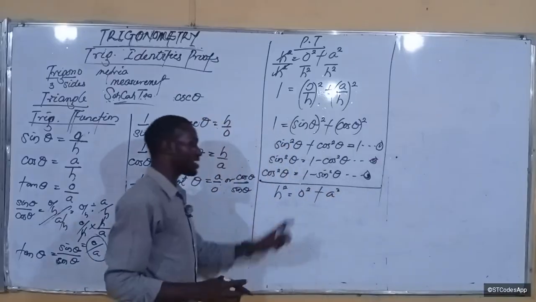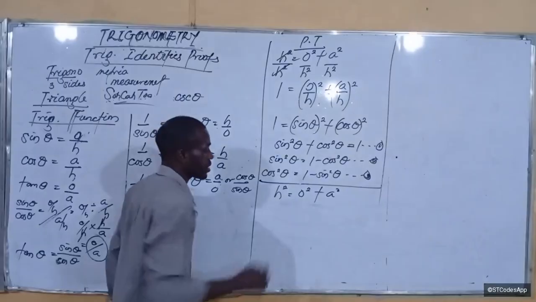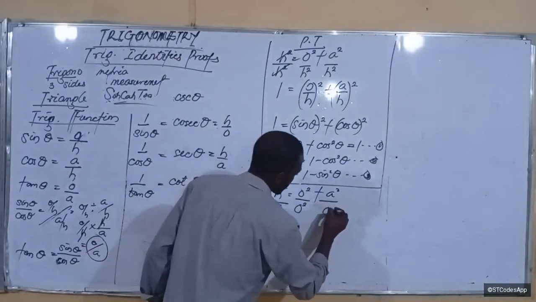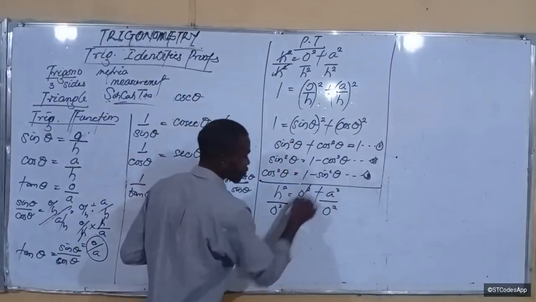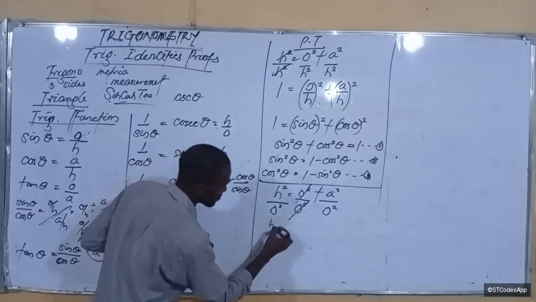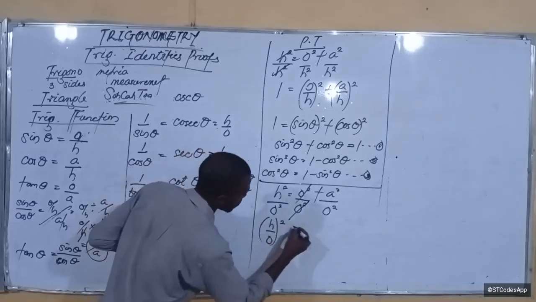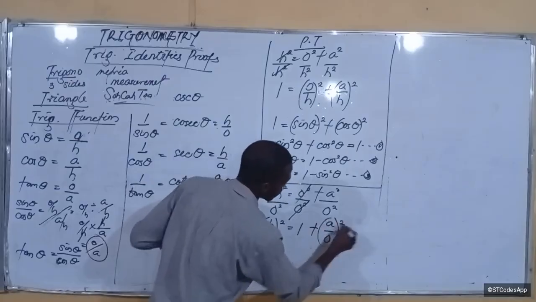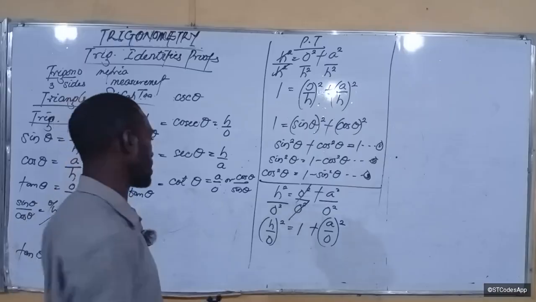Now, furthermore, what if from that same equation that h squared equal to o squared plus a squared, what if I decide to divide through by o squared? So I divide here by o squared, divide o squared itself by o squared, divide a squared by o squared. This side will turn to 1, right? Then here we're going to have (h over o) all squared is equal to 1 plus (a over o) all squared.